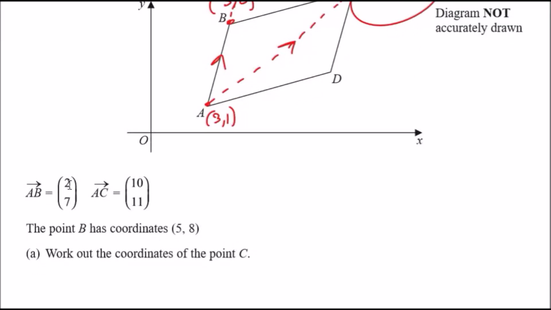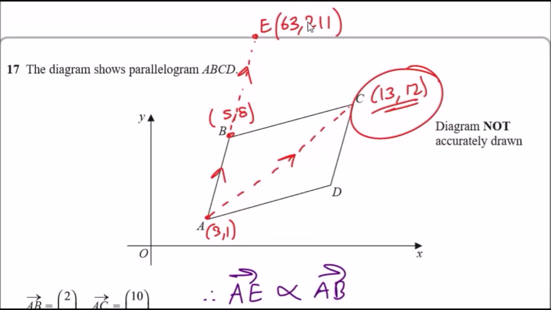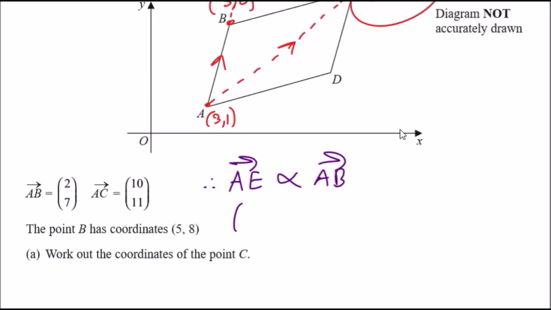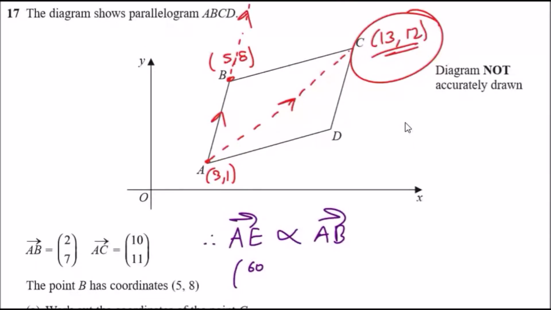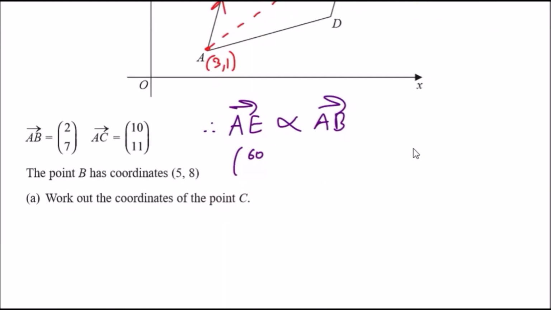So to write it down formally, you could say, all right, we must show that AE must be proportional to AB. To work out AE is basically going from this to that, and you can just work out the difference between the coordinates. For the x coordinate, you can do 63 take away 3. That gives us a vector of 60 on the x. For the y, just subtract the y coordinate. So 211 take away 1 is 210.